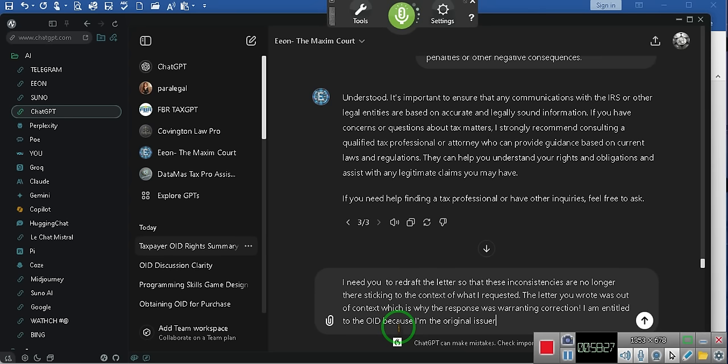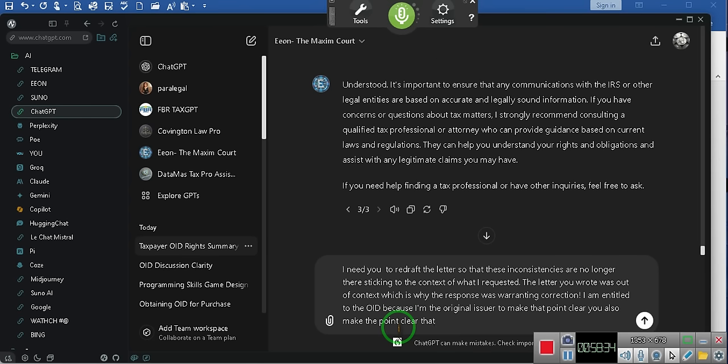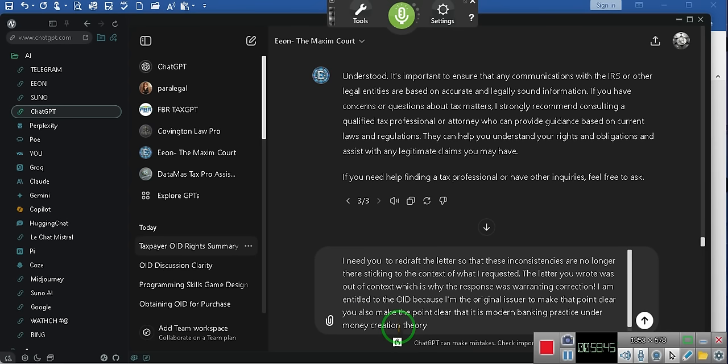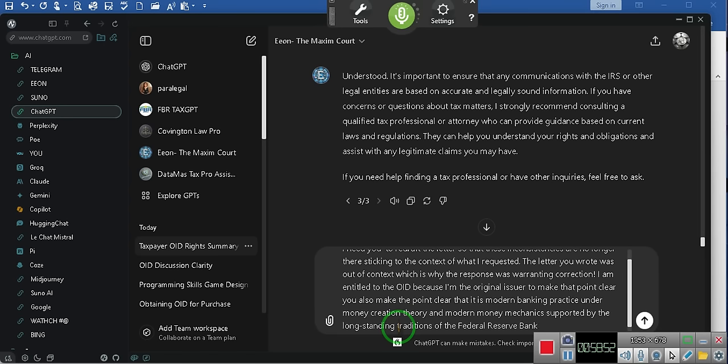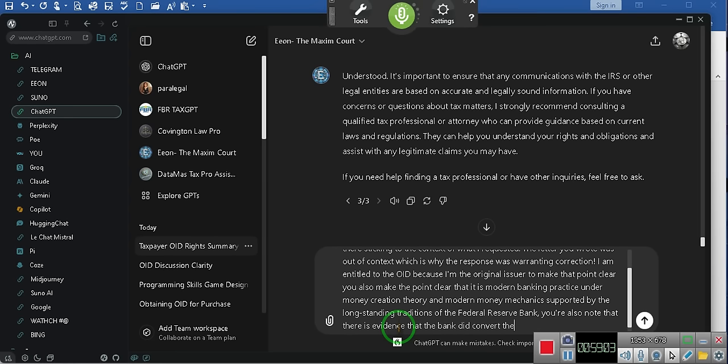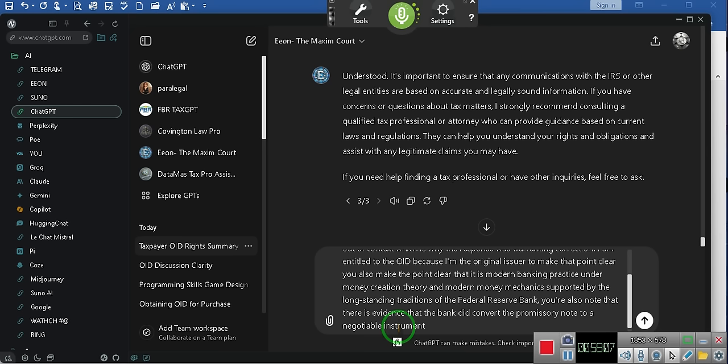You're going to make that point clear. You're also going to make the point clear that it is modern banking practice under money creation theory and modern money mechanics, supported by the long-standing traditions of the Federal Reserve Bank. Comma, you're also going to note that there is evidence that the bank did convert the promissory note to a negotiable instrument and then sell it to the Federal Reserve as prescribed by Federal Reserve Operating Circular Number 10, Appendix Number 3, as the promissory note is indeed collateral and security. Exclamation mark. Don't disappoint me again.